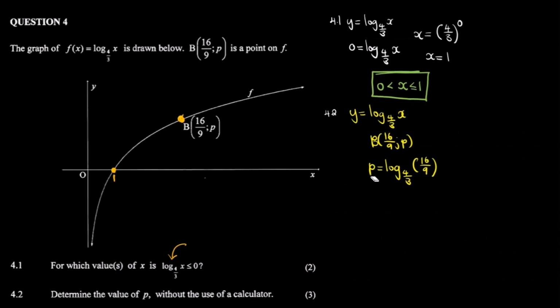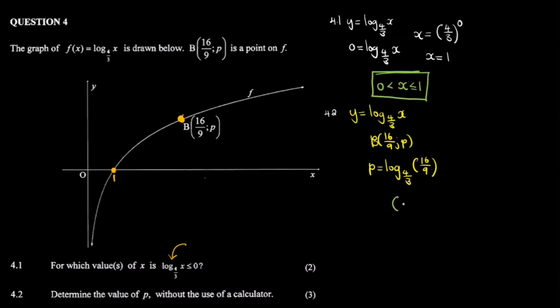Now at this point, remember, we're looking for p. You can just punch this into your calculator, but they said we mustn't use the calculator. We know that if we press the calculator, it's going to give an answer of 2. But instead of just getting an answer of 2 from the calculator, we're going to solve this to arrive at the answer of 2. So we know that this is the base, and we're going to change this to its exponential form.